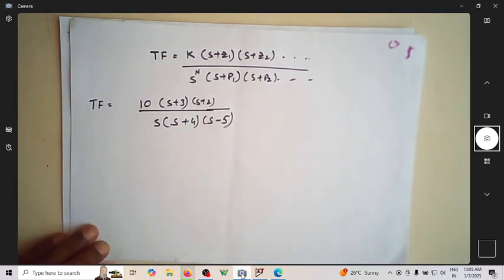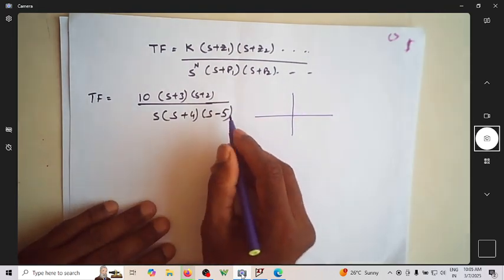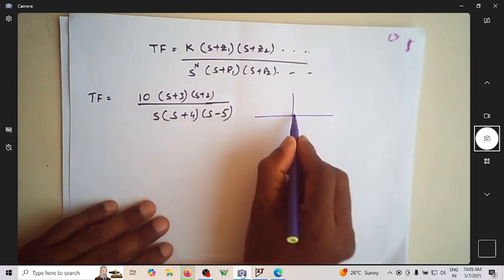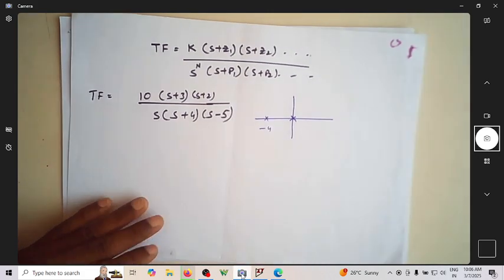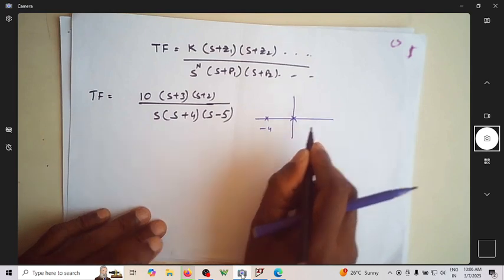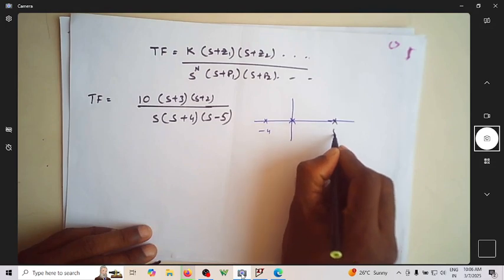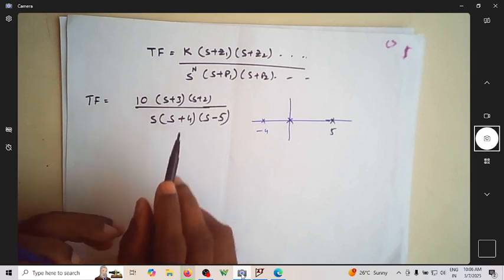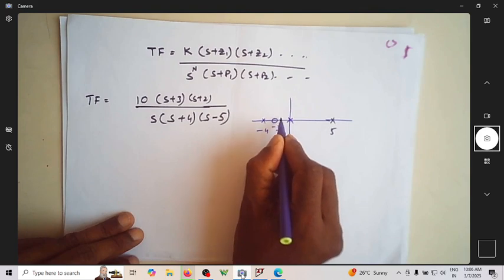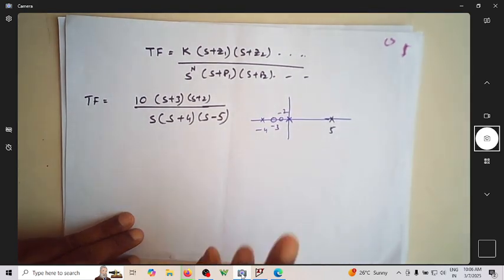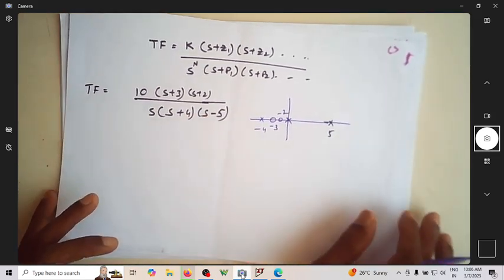From this, I can certainly represent the poles and zeros. You have a pole at the origin, one more pole at -4, and one more pole at plus 5. So these are the three poles. The zeros are at -3 and at -2. This is how you represent poles and zeros using this form.